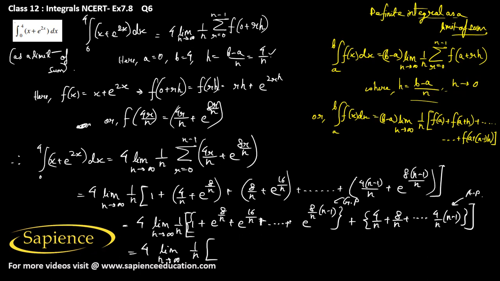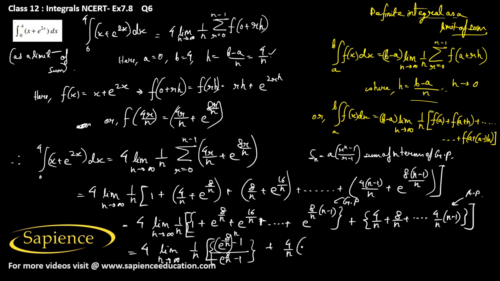So we know that here we have got n terms. The common ratio is e power 8 by n, so it will be e power 8 by n minus 1 and whole power n, by e power 8 by n minus 1. Since we know that the sum of n terms of a GP is a into r power n minus 1 by r minus 1. And here we can take 4 by n as common, then we will get 1 plus 2 plus 3 plus dot dot till n minus 1.